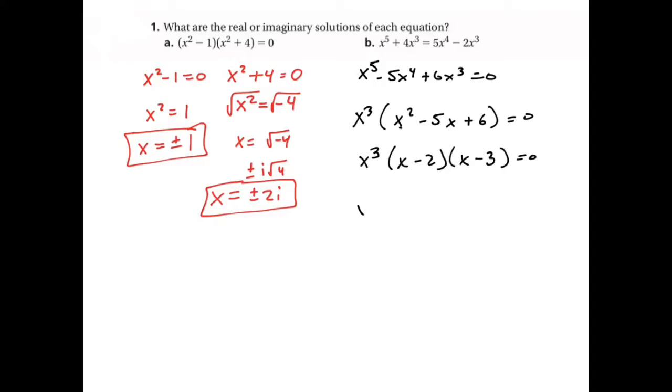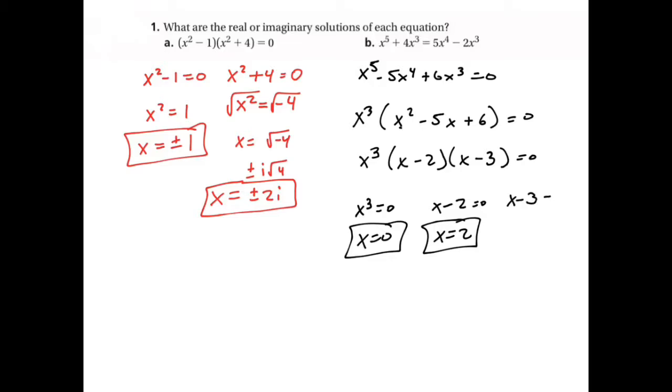So your solutions become x cubed equals 0, which is just x equals 0. Here we've got x minus 2 equals 0, which means x equals 2. And then x minus 3 equals 0, so x equals 3.